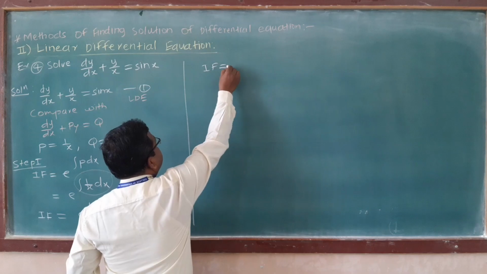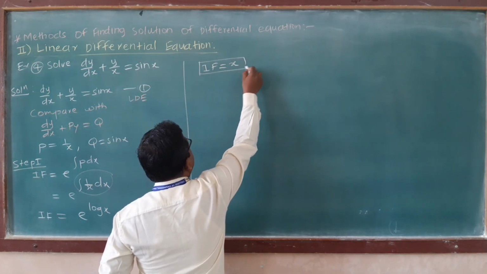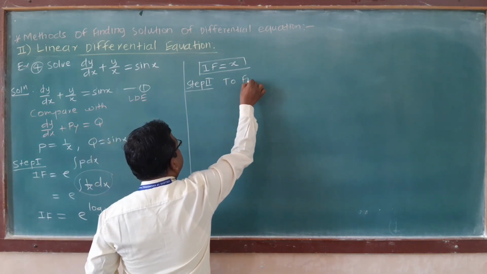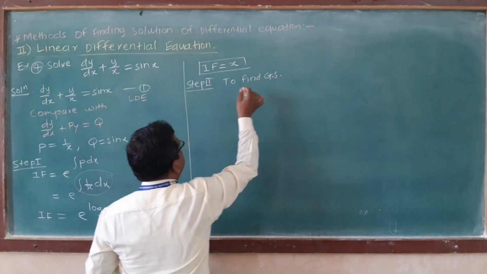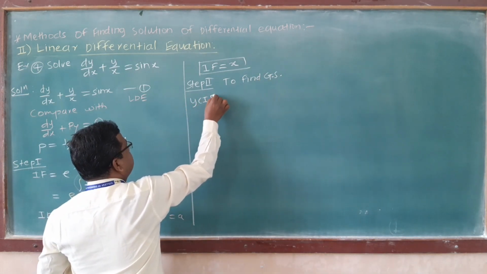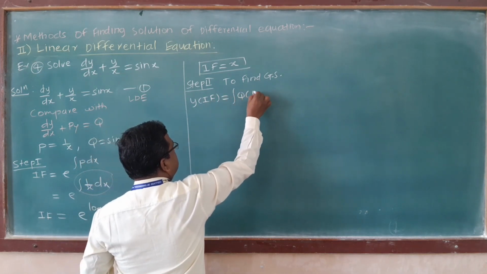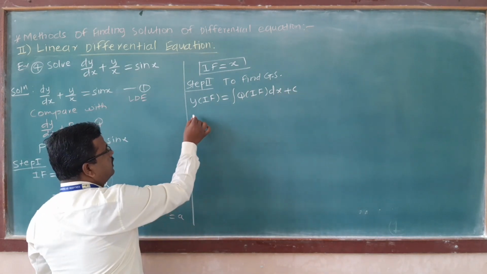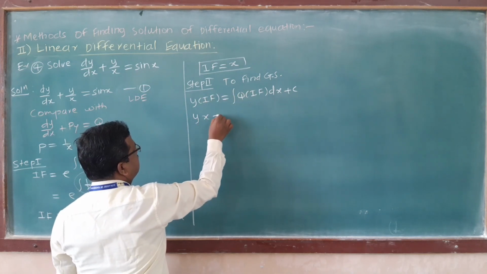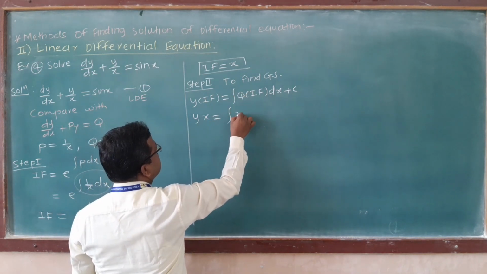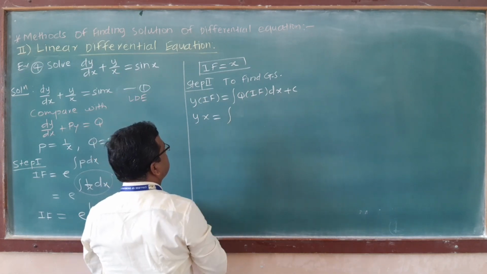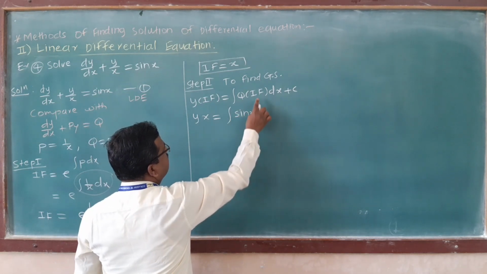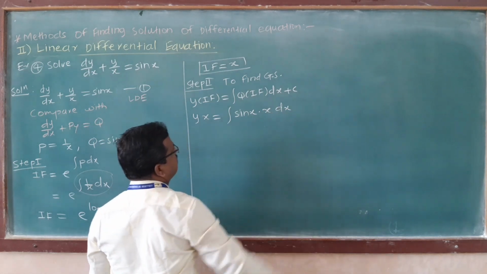Therefore the integrating factor is x. Now in step number 2 we find the general solution by this formula: y into IF is equal to integration of q into IF with respect to x plus c. Now put the values. y into IF means y into x, which is equal to integration of q, and q here is sin x, so sin x into IF, that is x, into dx.